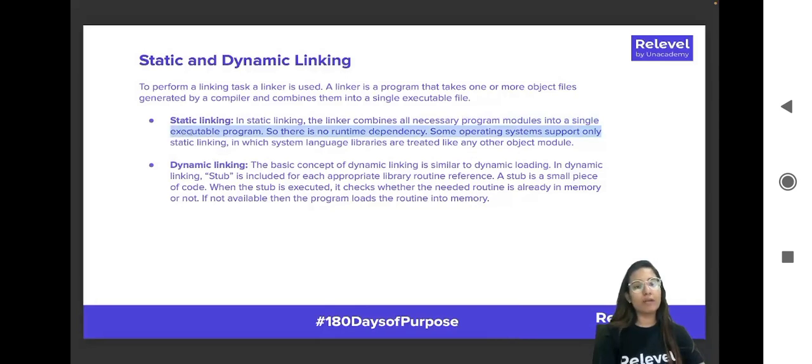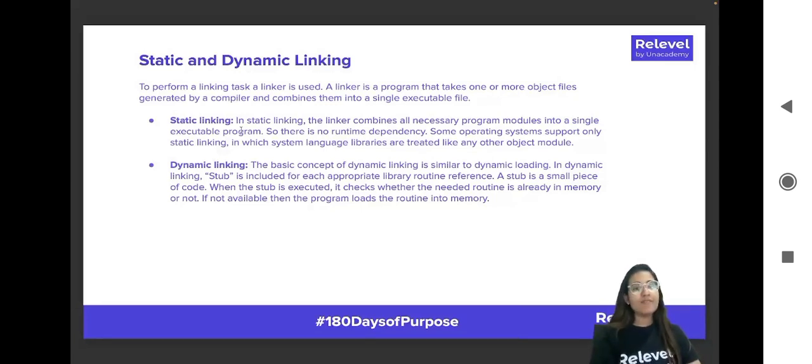So what happens is, in static linking, the linker basically combines all the necessary program modules into a single executable program. Now, what you must have seen is when you were using JavaScript, or even when you use C++, Java as a language, you usually have a lot of modules imported, right? For example, we were using Express, and you must have also used body parser and a lot of modules, which is basically a set of code which anyone else has written and you need to incorporate it in your own program.